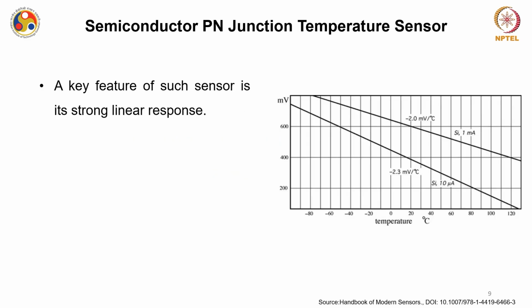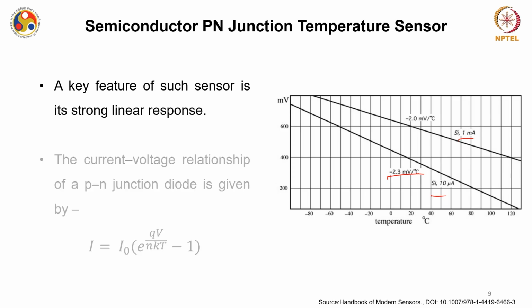A key feature of such a sensor is its strong linear response. You can see one of the responses for silicon at different constant currents: the sensitivity is around -2.3 millivolt per degree Celsius, while for decreasing this current several times, it changes to -2 millivolt per degree Celsius.